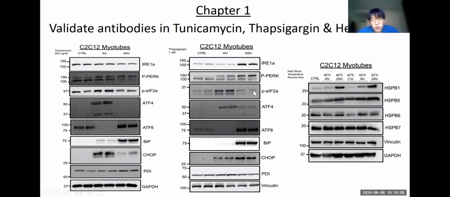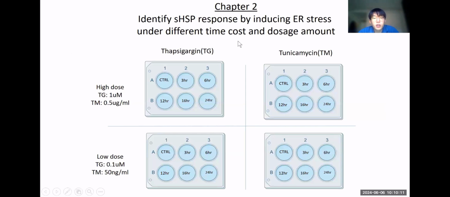The first chapter is for validation, and the second chapter is using different dosages of two types of drugs to induce ER stress in the cells under different time course durations. I have a high dose and a low dose, and for each drug I use basically 3, 6, 12, 16, 24 hours. So one drug has a high dose and a low dose, same as the other drug, and all the time courses are the same.